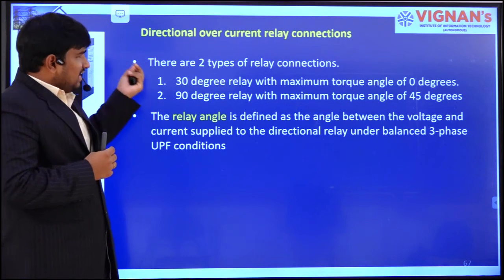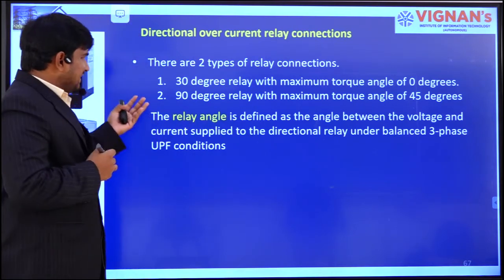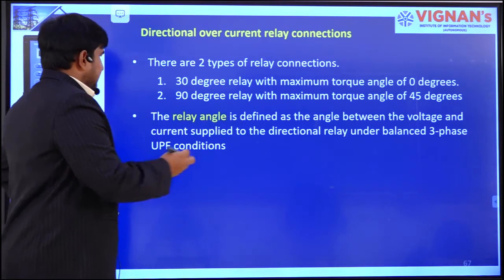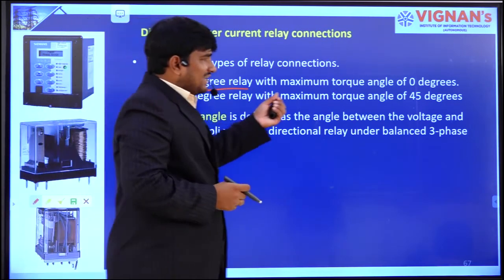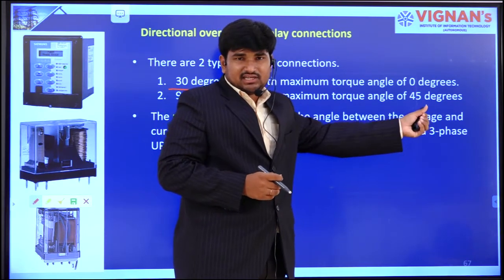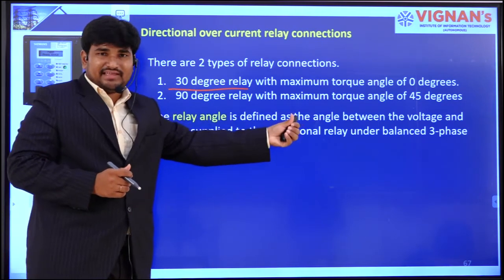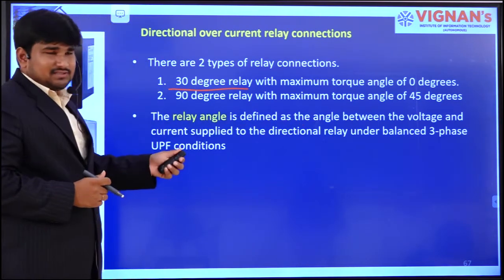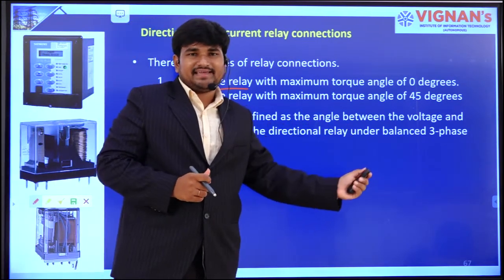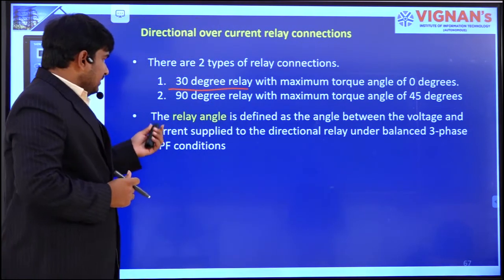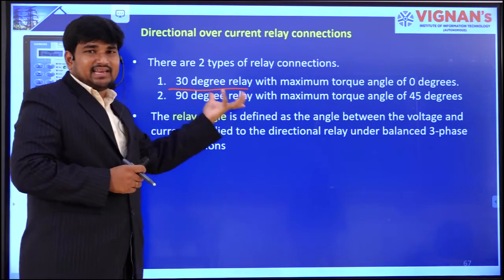There are two types of relay connections to get a leading current. The first connection is the 30-degree relay with a maximum torque angle of 0 degrees, and the second type is the 90-degree relay with a maximum torque angle of 45 degrees. Let us see what this 30-degree and 90-degree relay is.